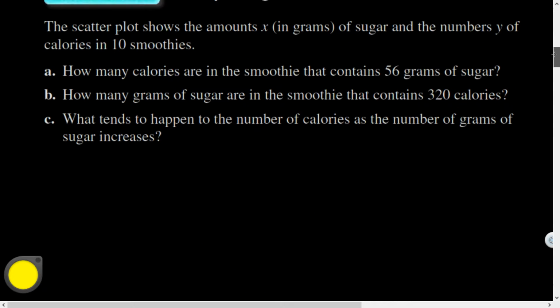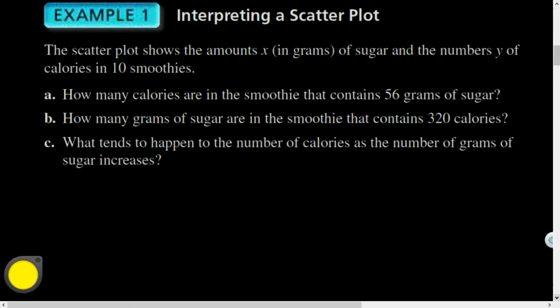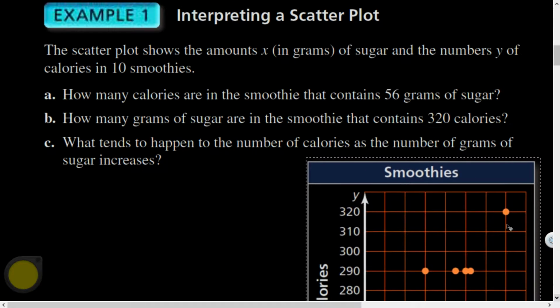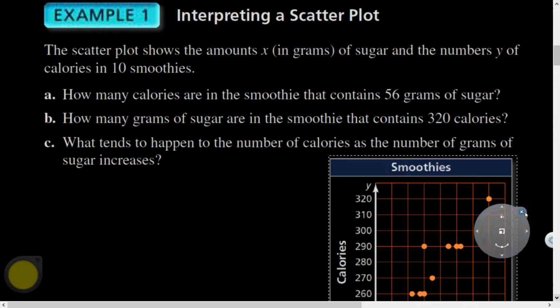Let's look at this, interpreting a scatter plot. Let me get my graph up. I know you guys already got it. What are we talking about? We're talking about sugar and calories. Oh dear. Man, they're just going to ruin all of our fun today, aren't they? All right, let's see. I can make that a little smaller. I'll scroll down as I need to.